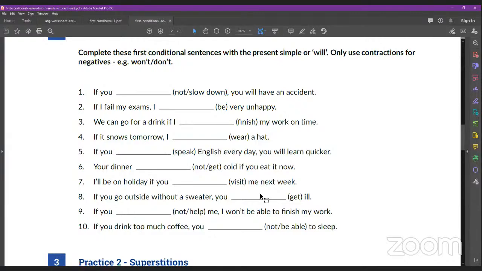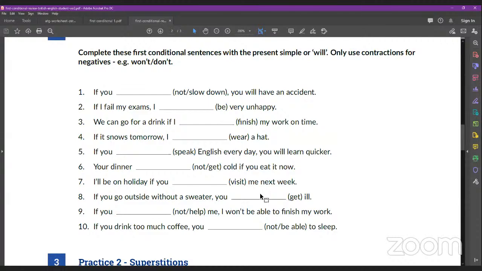Perfect. Okay, the last volunteer, it'll be Espinosa Jocelyn. Number 9 and 10, please. If you don't help me, I won't be able to finish my work. Okay, good. 10. If you drink too much coffee, you don't be able to sleep. Okay, can you repeat the number 10 again, please? If you drink too much coffee, you don't be able to sleep.